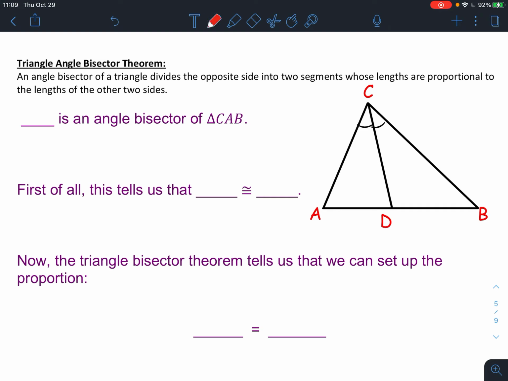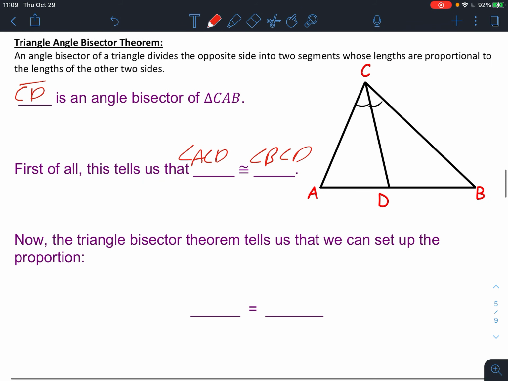The last theorem is the triangle angle bisector theorem. So looking at the picture, we can tell right away, because of these arc marks here, that CD is an angle bisector. Going back to chapter 1, that tells us the two angles are congruent. Angle ACD and angle BCD are congruent.